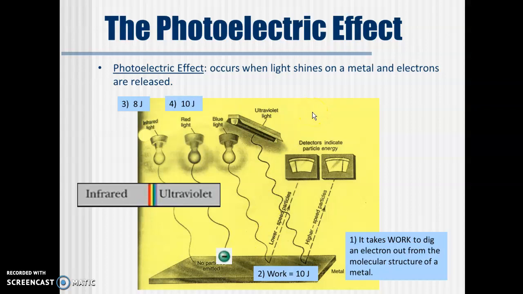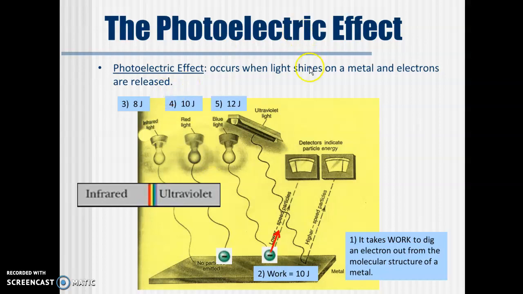Now I'll do it again with blue light, which has even more energy. Let's say 12 joules. So I shine 12 joules. It takes 10 to dig out the electron, and so this electron now carries with it 2 joules. I can use kinetic energy as 1/2 mv squared to calculate the velocity of this electron, and that 2 joules would give it, I'll say, a slow velocity.